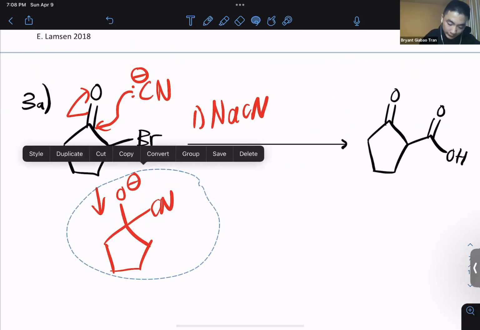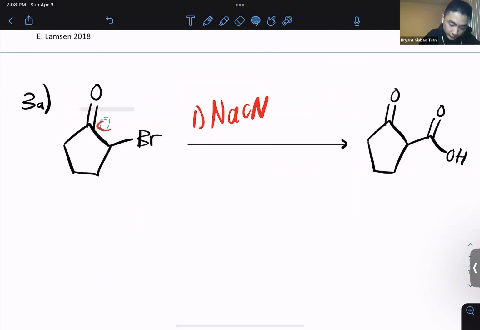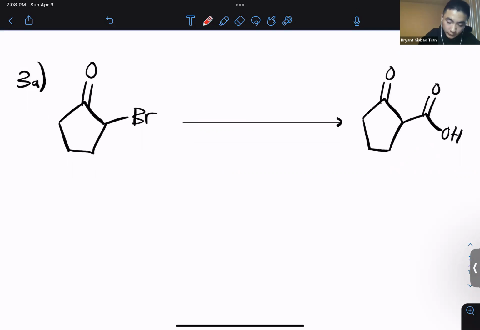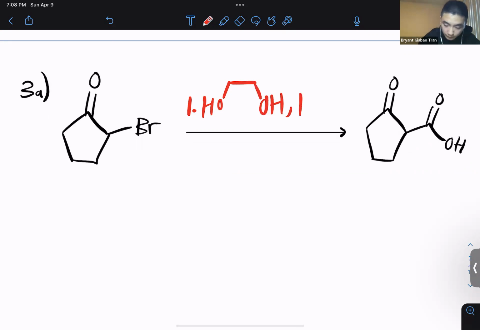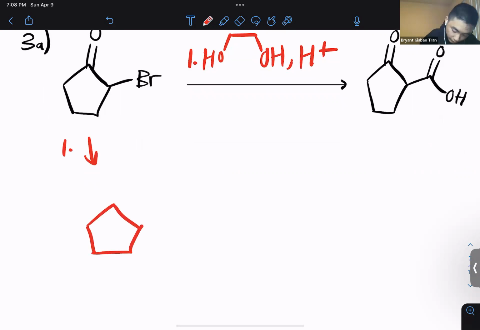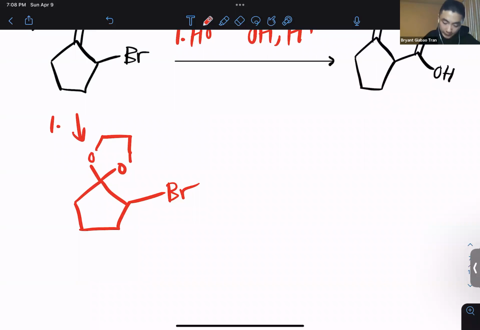So what we would have to do is we would have to protect the ketone, the carbonyl, and avoid that reaction. So we have to use a protecting group like an acetal to form the acetal protecting group. So the first step here would be to use this protecting group. And after the first step of that, we are going to protect the ketone, giving us this here. Now the carbon connected to the bromine is the electrophile that can react with the nitrile.